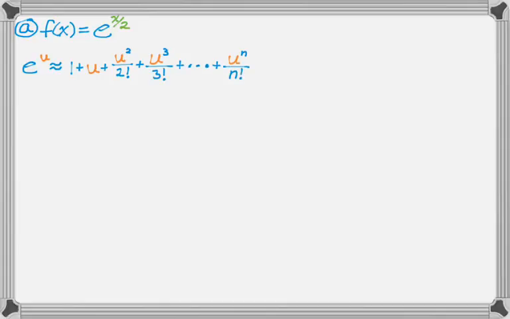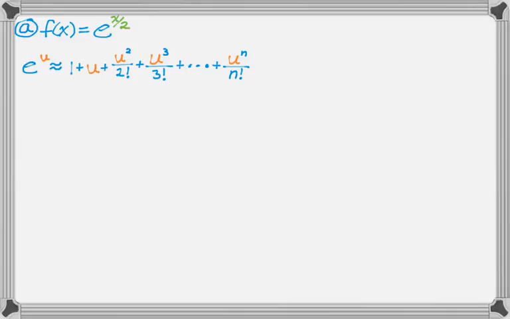So the first one, we've got f of x is e to the x over 2. What we want to do is write a Taylor polynomial with 4 non-zero terms and then the nth term. So I start off with the series I memorized for e to the x, but I'm going to write it using u instead of x. So I have e to the u is approximately 1 plus u plus u squared over 2 factorial plus u cubed over 3 factorial. So it has all the powers. And then finally I get u to the n over n factorial.